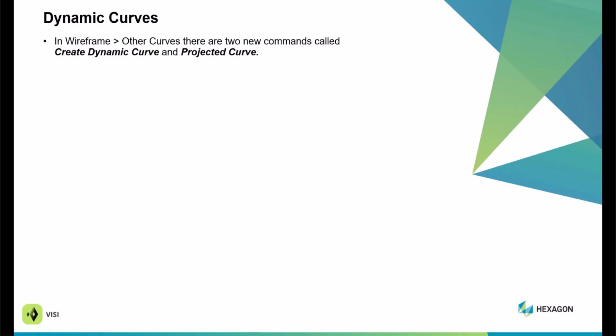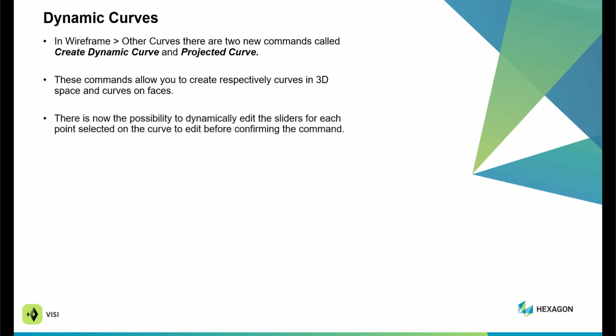From here, we have dynamic curves. In the wireframe drop-down, other curves, there's a brand new command, or a couple of brand new commands: create dynamic curve and projected curve. These commands allow you to create a respective curve on a 3D shape and adjust this curve dynamically per point that you're selecting. This provides better management of closed curves with tangencies.